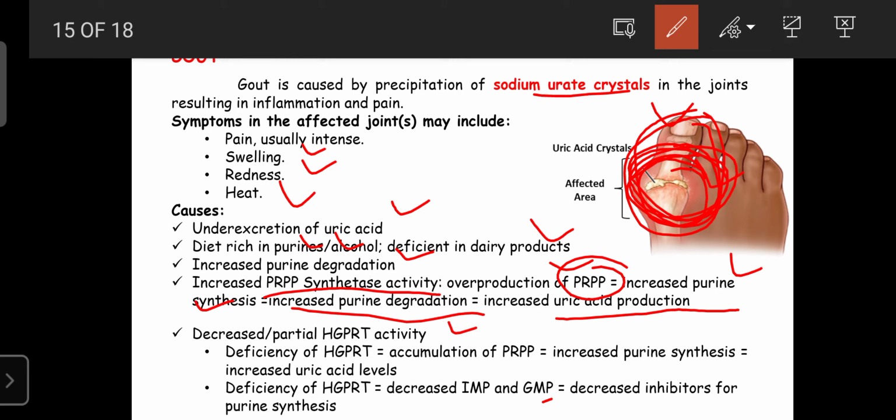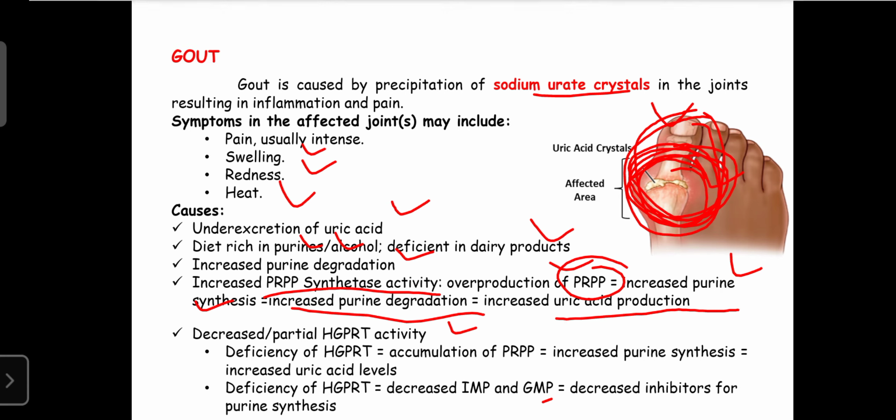HGPRT deficiency. This enzyme is required for the salvage pathway synthesis of purine. With deficiency of this enzyme, de novo synthesis occurs more and is accelerated. Due to that, more purines are metabolized and more uric acid is produced. So this enzyme deficiency is also responsible for causing gout. For the treatment of gout, we simply use non-steroidal anti-inflammatory drugs like paracetamol, mefenamic acid, and ibuprofen.